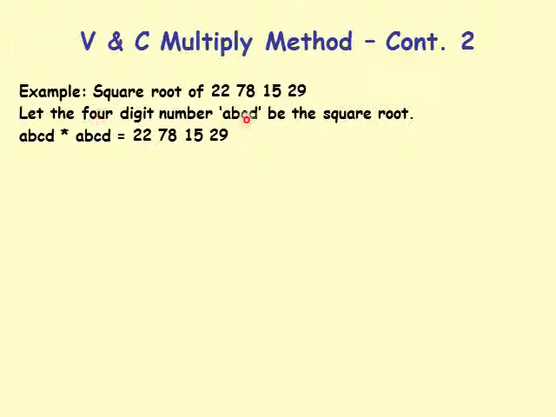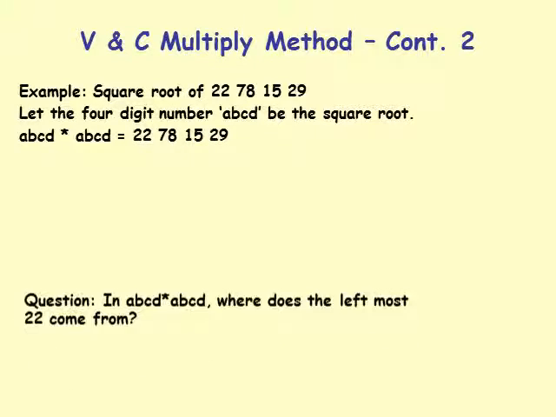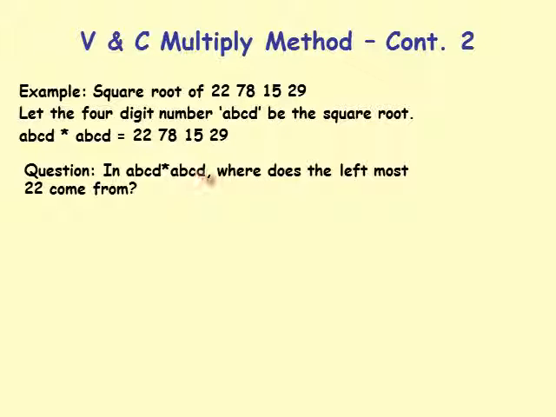Let the 4 digits A, B, C, D be the square root of this number. That means ABCD times ABCD is 22781529. Let's continue here. First we know A is 4. The question is, where does the leftmost 22 come from? In this multiplication of ABCD times ABCD, where does that leftmost pair 22 come from? This is the leftmost pair.